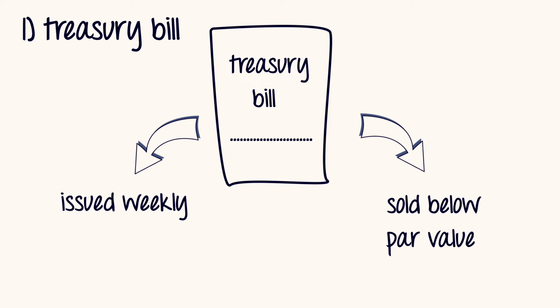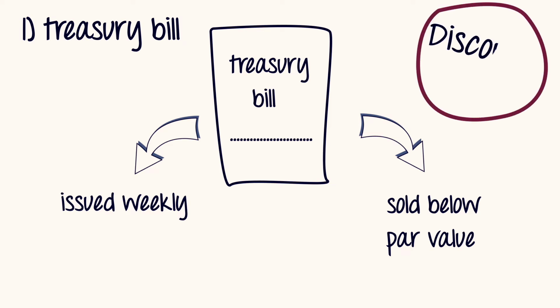Treasury bills do not pay interest to the holder like a standard bond. Instead, investors pay less than the par value for them. This is known as being issued at a discount to par. Let's look at an example to see how this works.